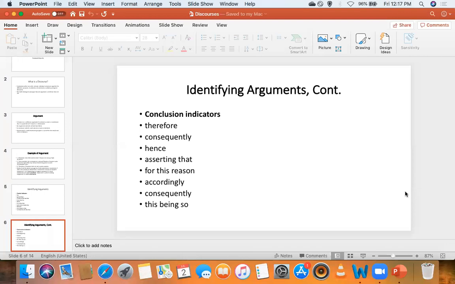Now, it is not all arguments, it is not all conclusions and premises that contain conclusion and premise indicators. You can have an argument without any of these indicators, you know. You can write your arguments without indicators at all. So you have to learn to identify arguments that don't have indicators. It is just that the indicators make it easier for us to spot or identify arguments.